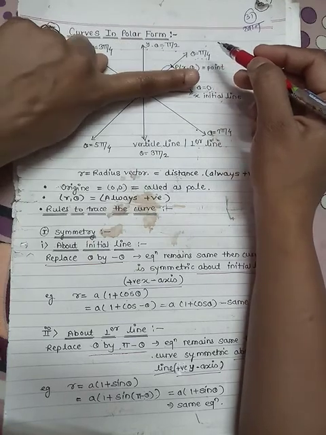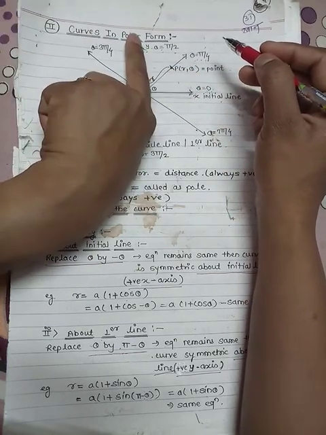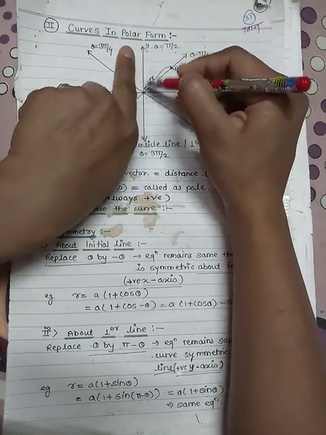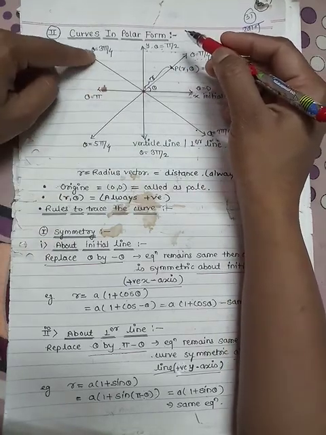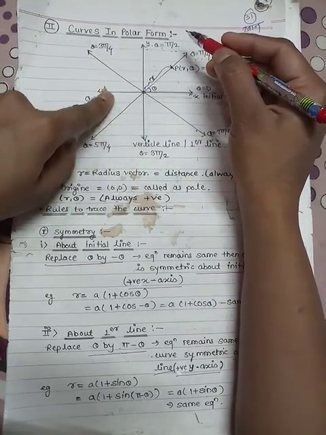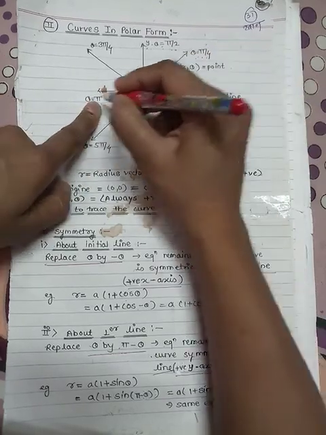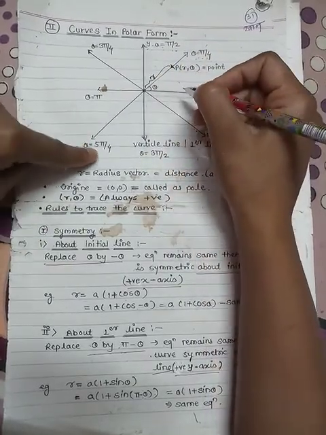If you measure from the positive x-axis to the positive y-axis, the angle will be 90, that is theta equal to pi by 2. So the positive y-axis has the equation theta equal to pi by 2. Then this straight line equation is theta equal to 3 pi by 4. The negative x-axis has the equation theta equal to pi, because here the angle is pi. Then this equation is theta equal to 5 pi by 4.